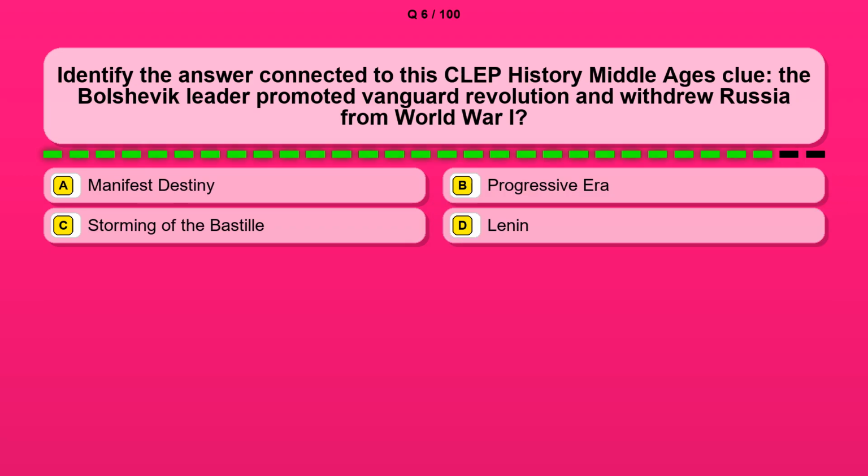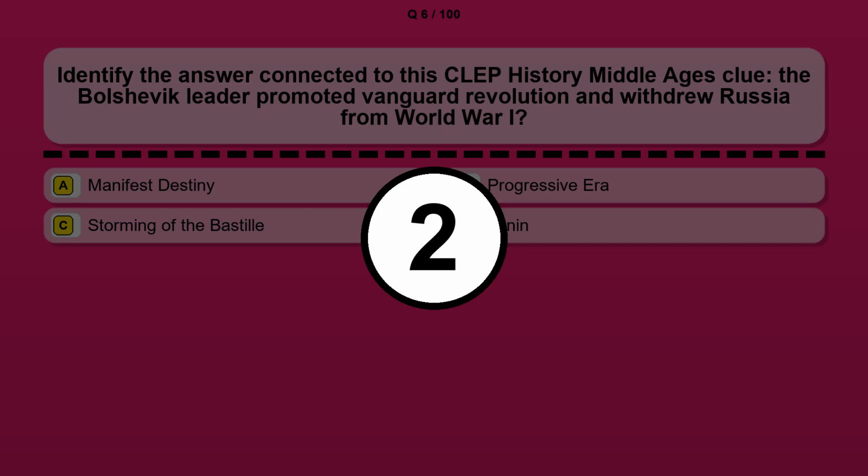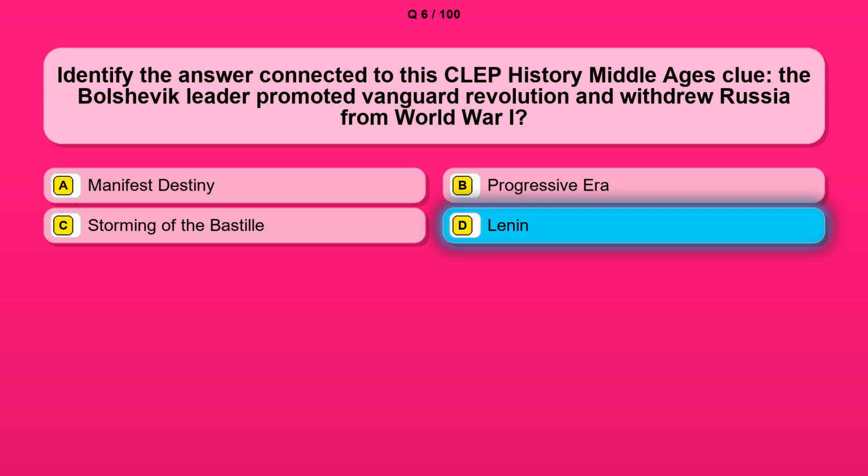Question 6. Identify the answer connected to this CLEP History Middle Ages clue. The Bolshevik leader promoted vanguard revolution and withdrew Russia from World War I. Option A. Manifest Destiny. Option B. Progressive Era. Option C. Storming of the Bastille. Option D. Lenin. The correct answer is option D.